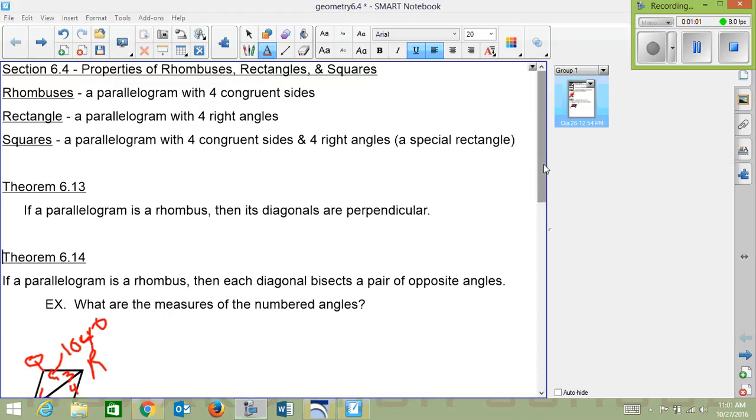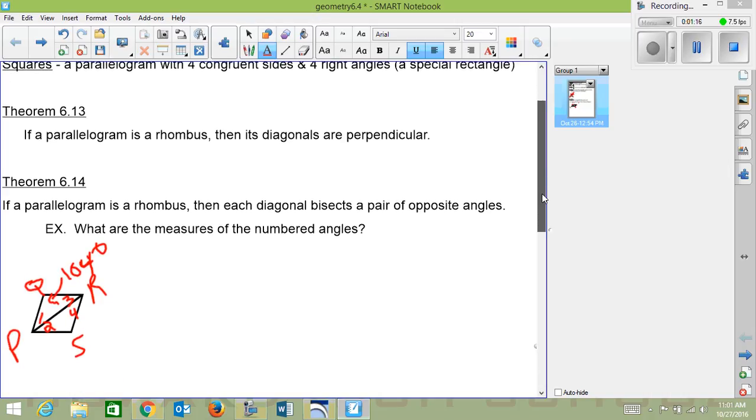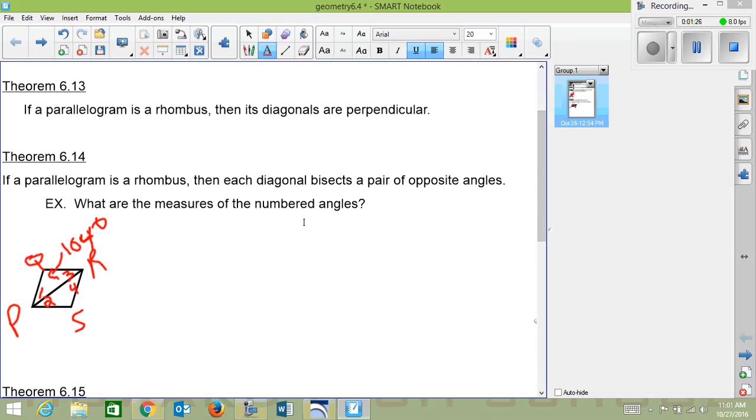Theorem 6.14: if a parallelogram is a rhombus, then each diagonal bisects a pair of opposite angles. Okay, it bisects, so it cuts the angles in half, in other words. So here I have a rhombus. It has four congruent sides, but does not have four congruent angles. So my example is, what are the measures of the numbered angles?